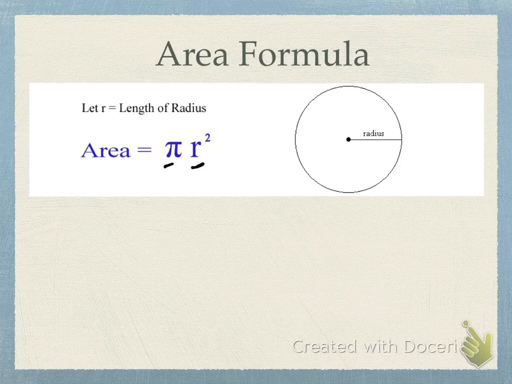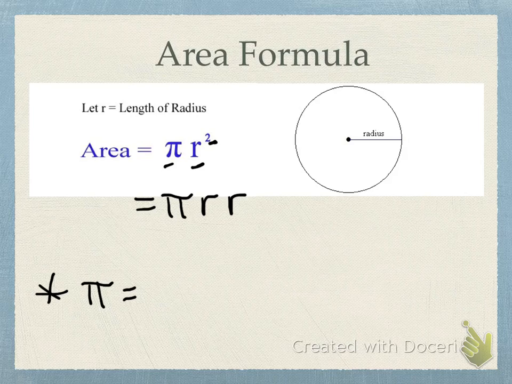And this squared term just means that I have to take the radius number and multiply it twice. So we can rewrite it as pi times r times r again. So that's what pi r squared means. Now, don't forget that when we're using pi, that's the same as using the number 3.14, which should be in your notes from earlier in the chapter.